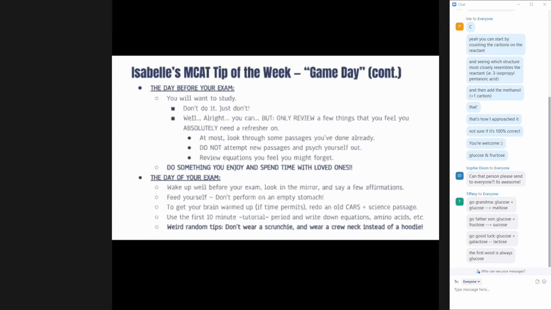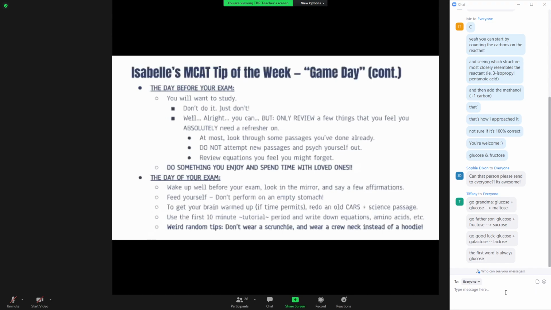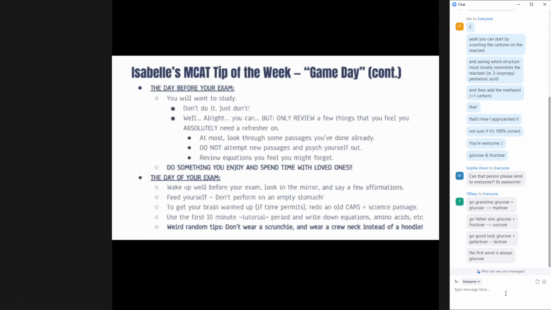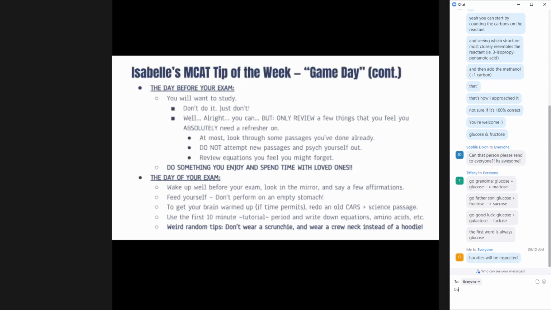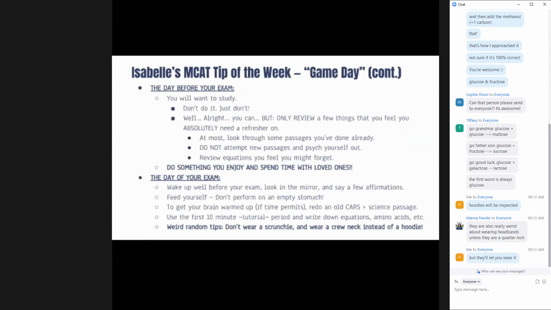And then here's some random tips that I've been told and I just personally stuck by to make sure that I didn't get in trouble. So try to avoid wearing a scrunchie. I know most test centers are really strict, so don't wear it. They'll make you throw it away, and then you won't have your hair tied, which could make you uncomfortable. And then also wear a crew neck instead of a hoodie. I don't know if this is true or not, but if you're wearing a hoodie, they might make you take it off. So just be aware, do what you can to avoid making your day more stressful.